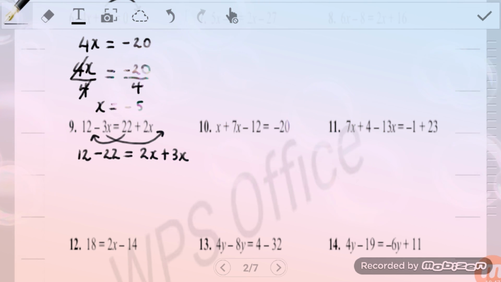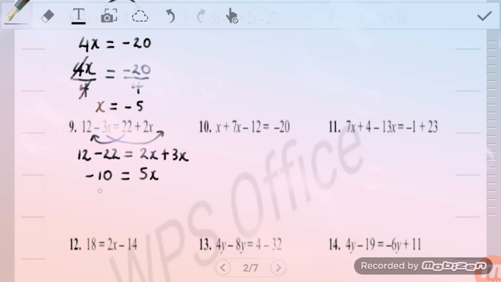Okay, now 12 take away 22 is equal to negative 10. Pardon me, I should not have an equal sign there. It should be negative 10. And that's going to be equal now to 2x plus 3x gives us 5x. Now try to always remember to use your calculator and verify your answer if you're not very good at adding directed numbers.